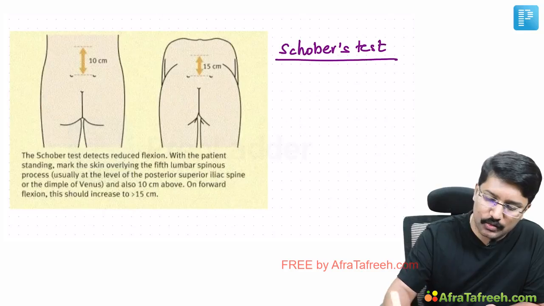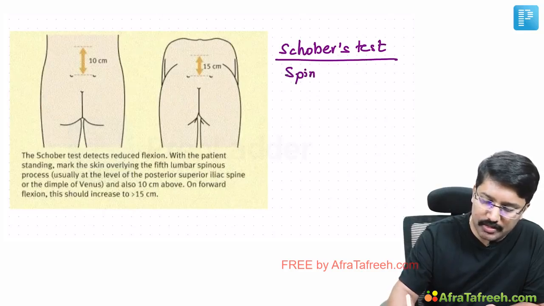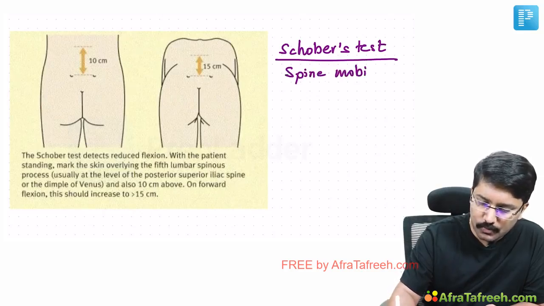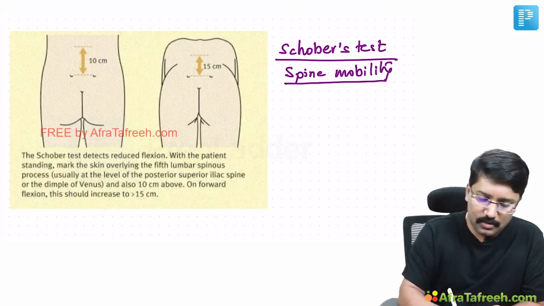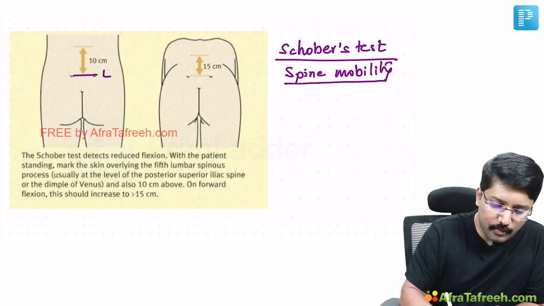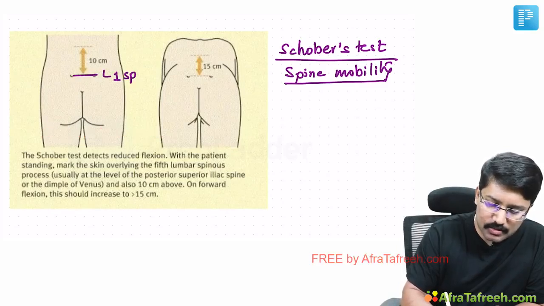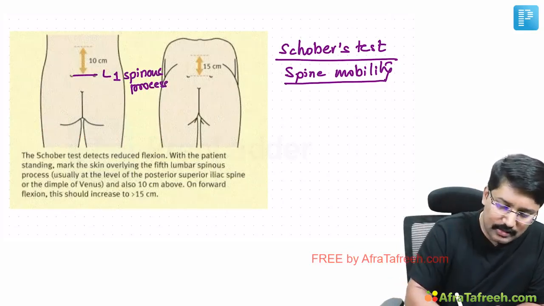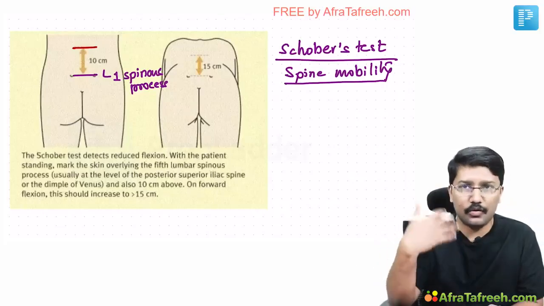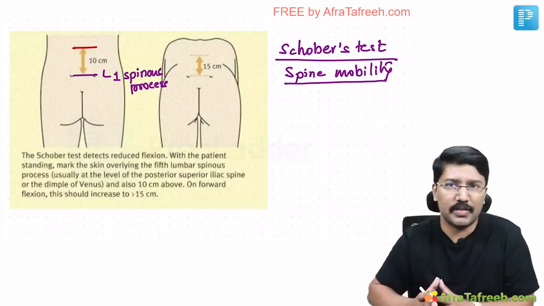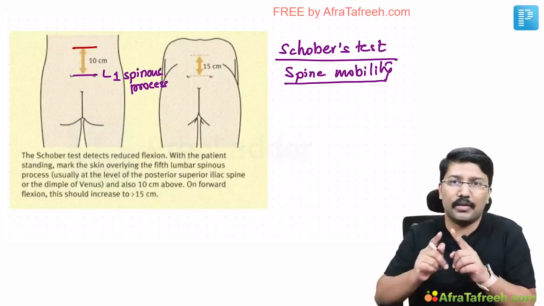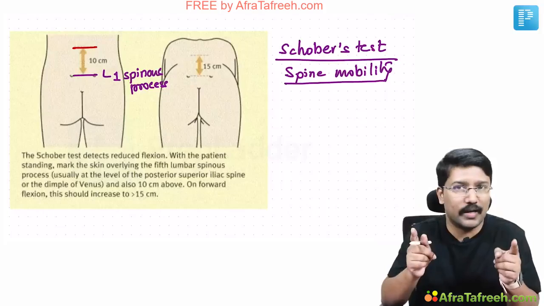As I told you, this is done to assess the spine mobility. Now what do we do in this test? We basically draw a line on the patient's back marking the L1 spinous process, and we draw one more line 10 centimeters cephalad, towards the head. We ask the patient to bend forward at his best capabilities, and then we see what is the distance between these two lines that we had drawn.